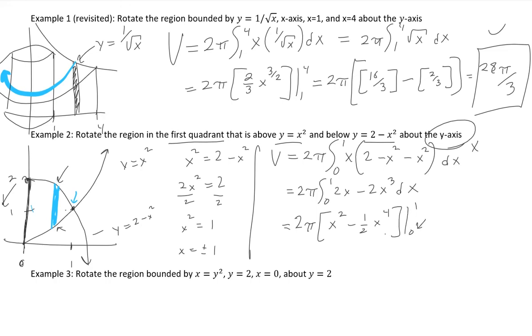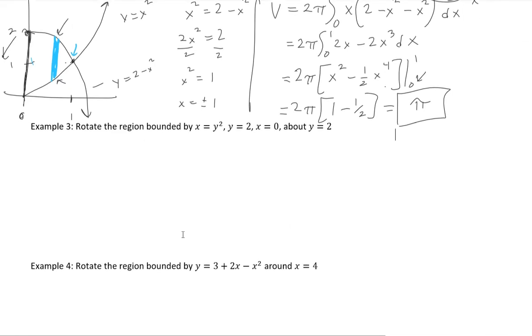0 is nice because it's going to cancel that part out, so I don't need to worry about it. All I need to do is plug in 1, so I get 1 minus 1/2, which is otherwise known as 1/2, and therefore we get an answer of pi. So my entire solution is pi. Okay, so that's example 2.